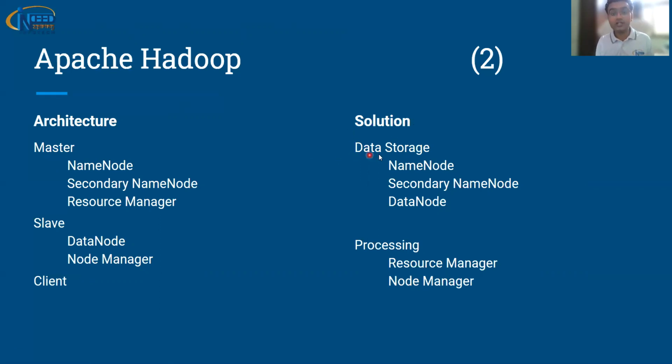It gives a data storage solution: the name node, secondary name node, and data node help us in storage. For processing, the resource manager and node manager help in resource management, and resources help us process the data. In Hadoop 1, we did not have the resource manager, we had the job tracker, and we did not have the node manager, we had the task tracker. In the channel you can find the Hadoop 1 video as well. You can have a look at it.